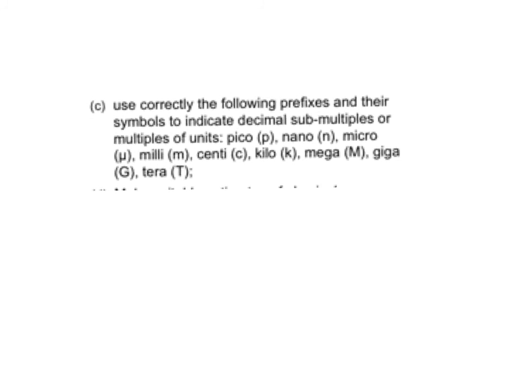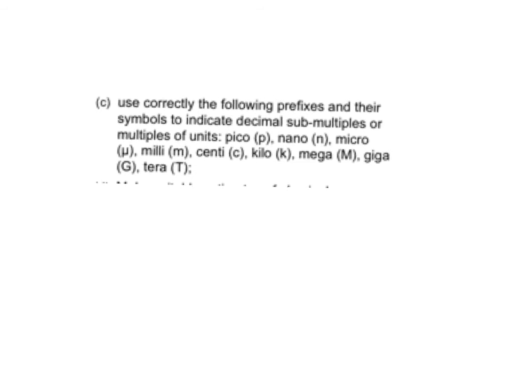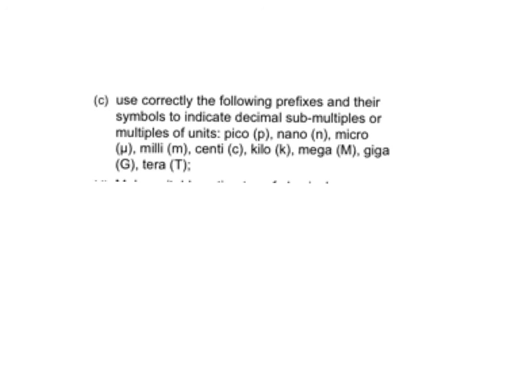What does the spec say? It says, correctly use the following prefixes and their symbols to indicate decimal submultiples or multiples of units. So what do we do when we've got really big numbers and really small numbers? Let's go through what we have. Let's start at the top.